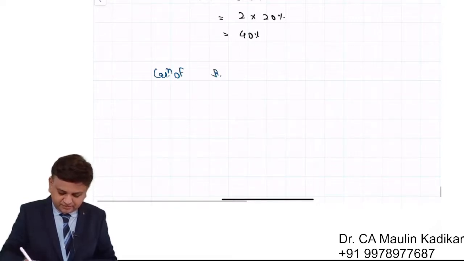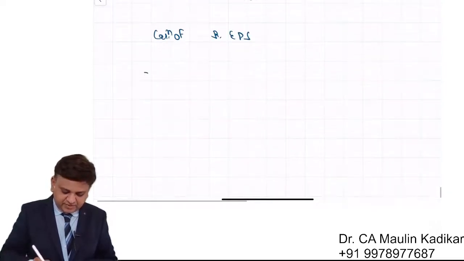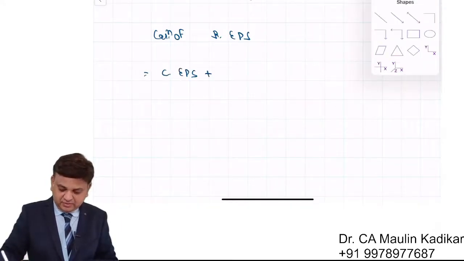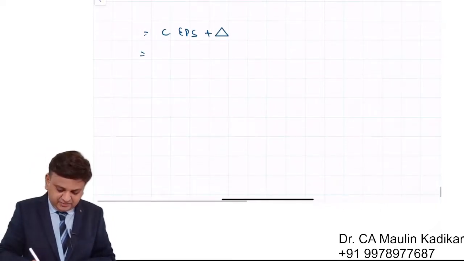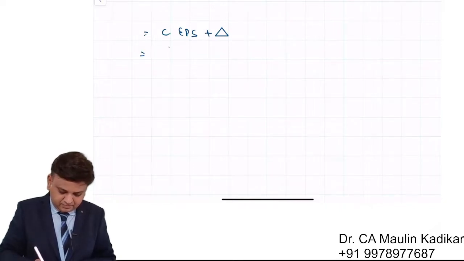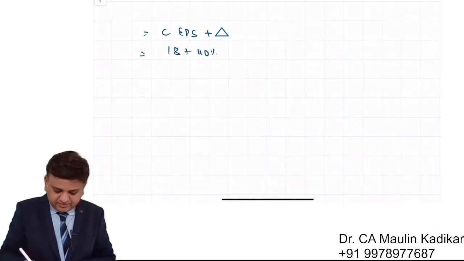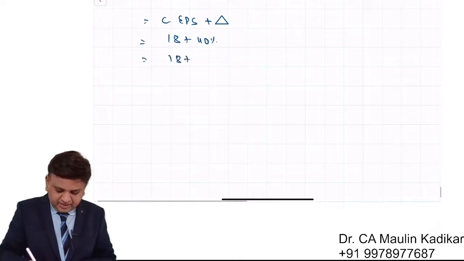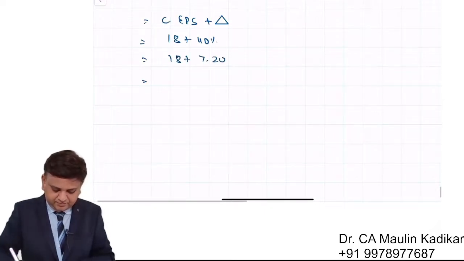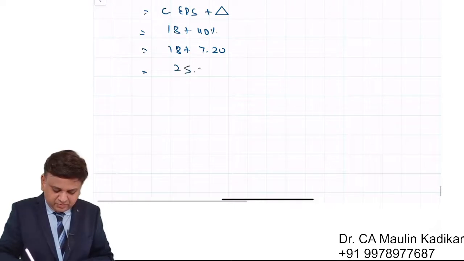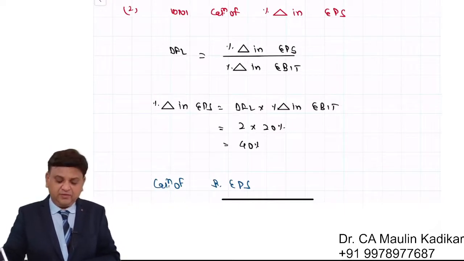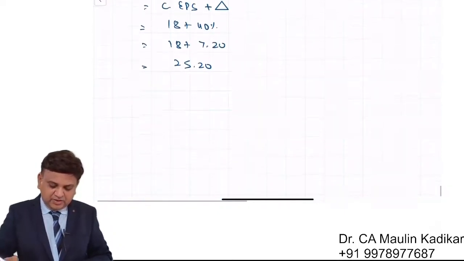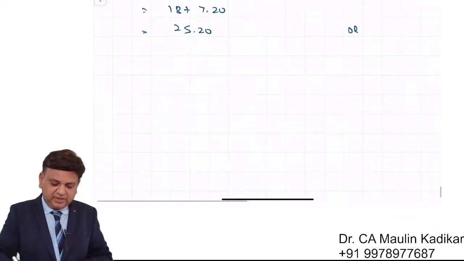Calculation of revised earning per share. It is current earning per share plus change. Current earning per share is 18 plus 40%. 18 plus 7.2 comes to 25.2. This is the way you can apply the formula for calculating the answer, or otherwise again you can go with the detailed working.